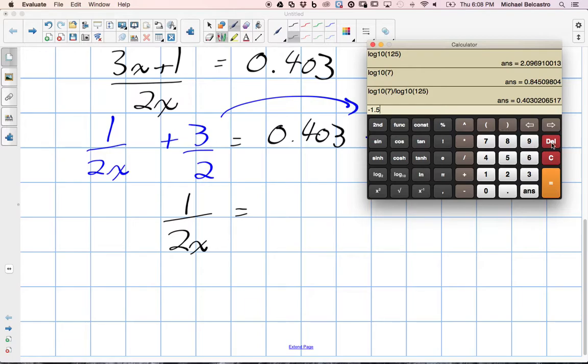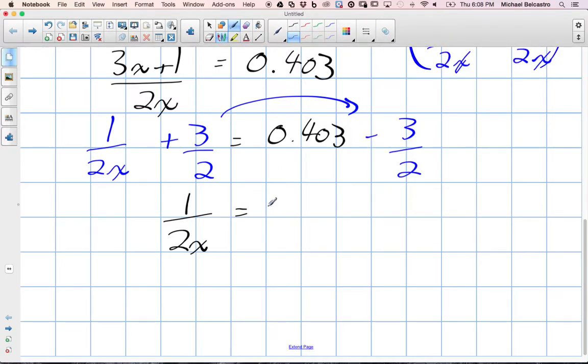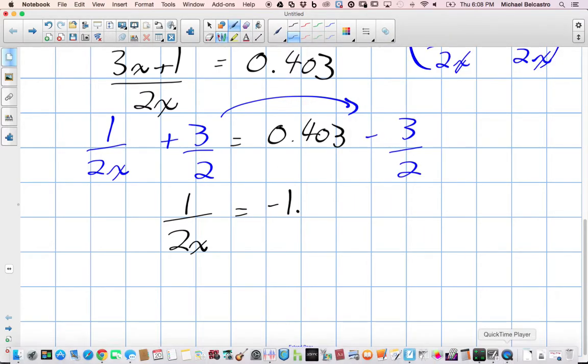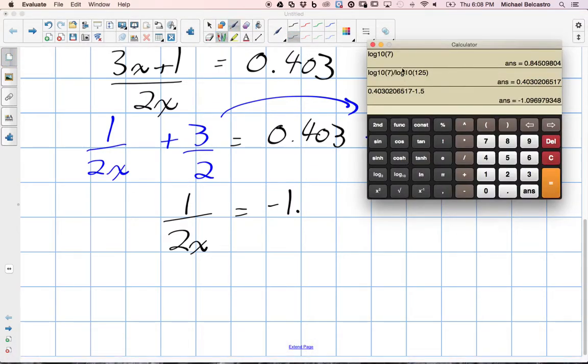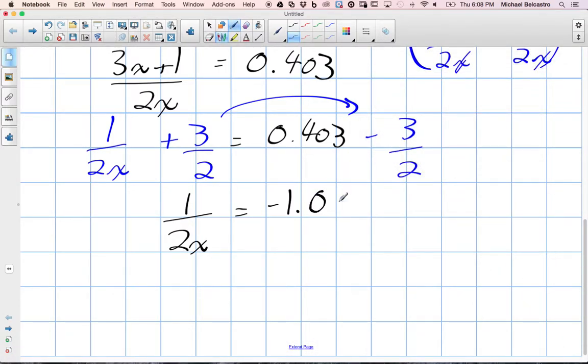I think I gotta put the answer in from before. There you go, minus 1.5. Negative 1.069. So I'm going to keep this value in my calculator. I'll round it to the third decimal place for now. So we get negative 1.096, or 97. Yeah, let's do that. We'll keep that number in there.